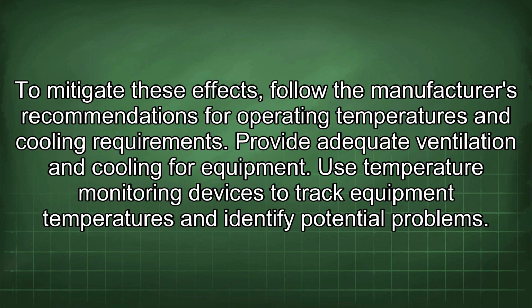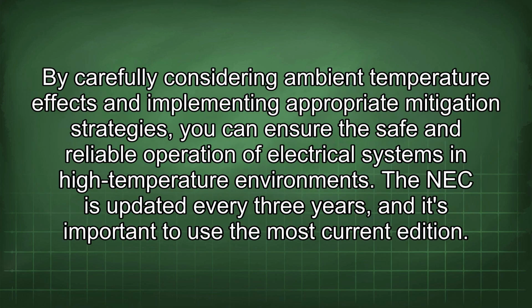To mitigate these effects, follow the manufacturer's recommendations for operating temperatures and cooling requirements. Provide adequate ventilation and cooling for equipment. Use temperature monitoring devices to track equipment temperatures and identify potential problems. By carefully considering ambient temperature effects and implementing appropriate mitigation strategies, you can ensure the safe and reliable operation of electrical systems in high-temperature environments.